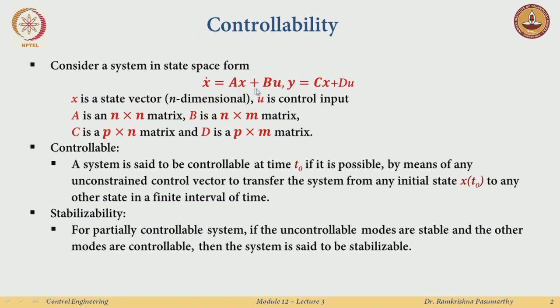So we start with a general state space system. X dot is AX plus BU and Y is CX plus DU, where as usual X is an n dimensional state vector, A is the system matrix which is of dimension n cross n, U is a control input, could be an m dimensional input, it could also just be a one dimensional input or just a scalar input. C is a p cross n matrix. So Y is the output vector and could be a p vector, and the input is an m vector.